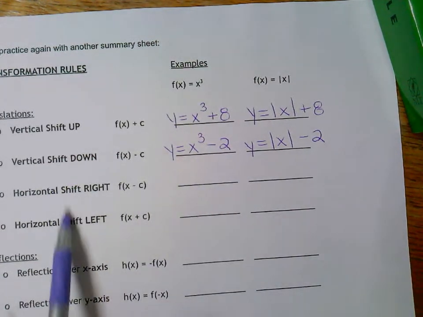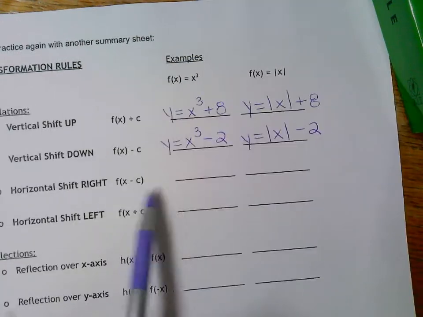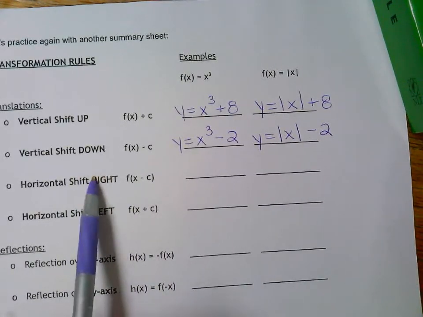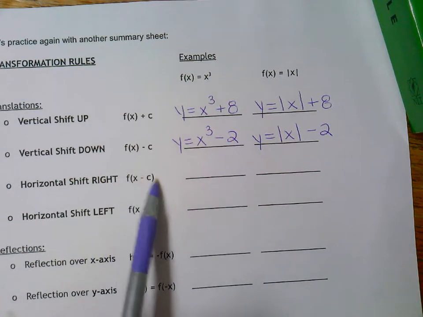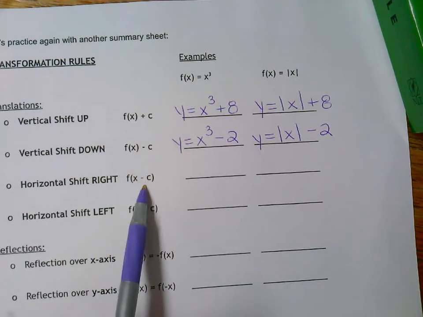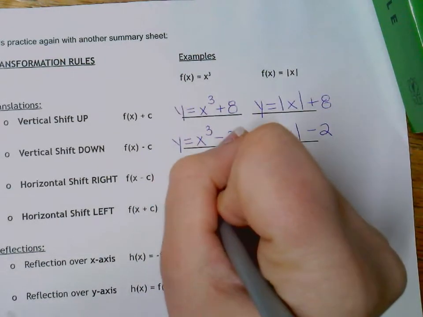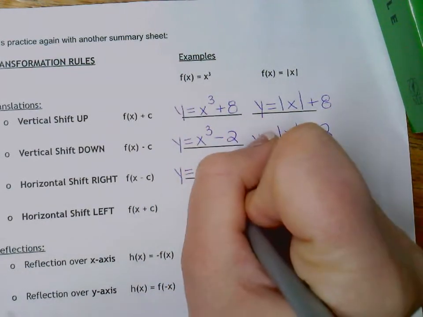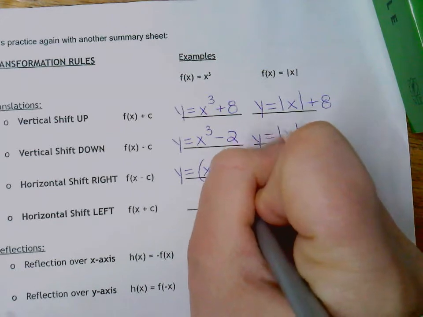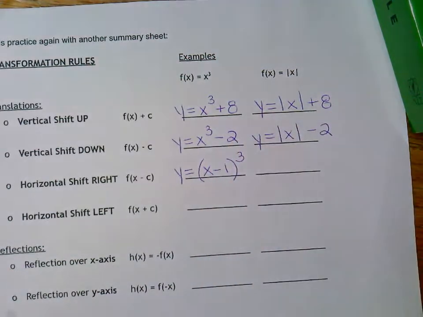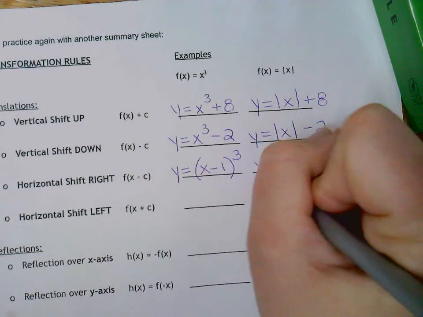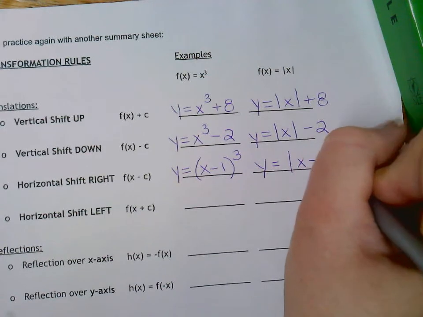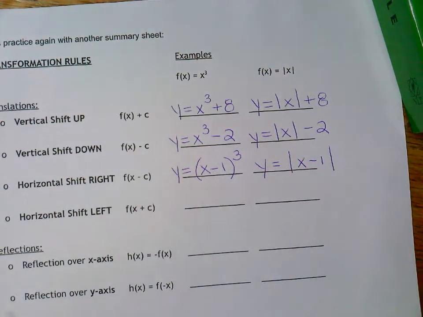Rights and lefts get a little bit more confusing, but remember, if you want to go to the right, it's a minus sign. You're shifting it to the right by changing the x-intercept. So like, let's say we've got parenthesis, I'm going to the right by 1, and then I'm cubing the function. So that would take the function and move it right 1 unit. And if I wanted to do the same for absolute value, I can move it right 1 unit.